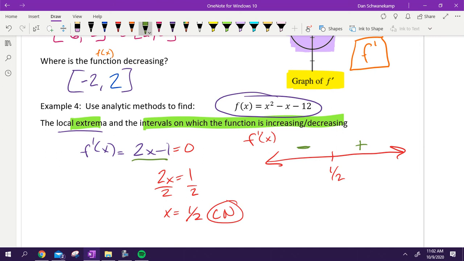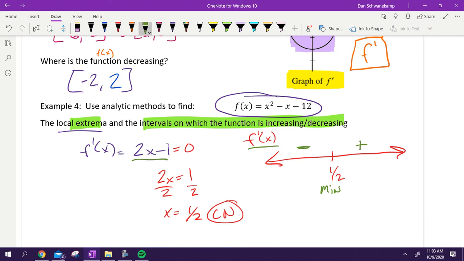Show me at 1/2. Thumbs up if you think 1/2 is a maximum. Show me thumbs down if you think 1/2 is a minimum. 1/2 is going to be a minimum. Alana, why do you think 1/2 is going to be a minimum? Decreasing to increasing. F changes from decreasing to increasing. You could also say f prime changes from negative to positive. Either one. I would say f prime just because that's what they gave me, but I'm in total agreement with what you said there. Wonderful.